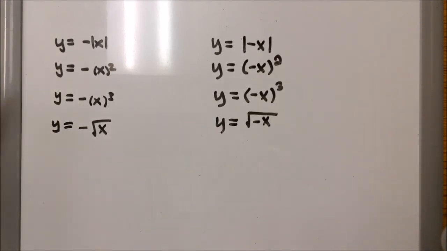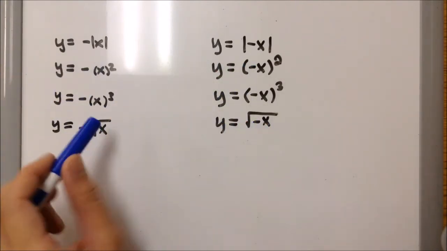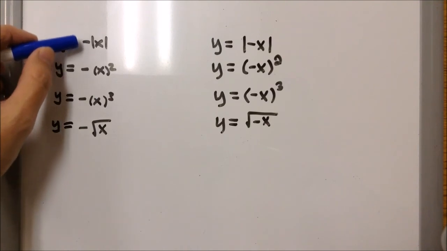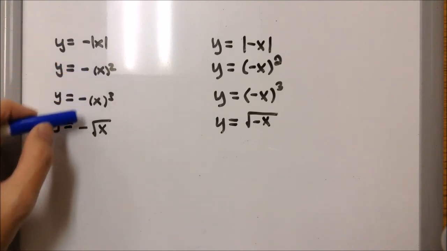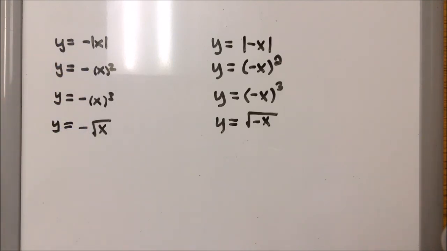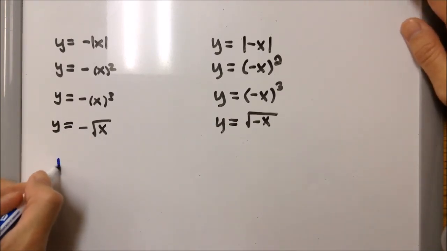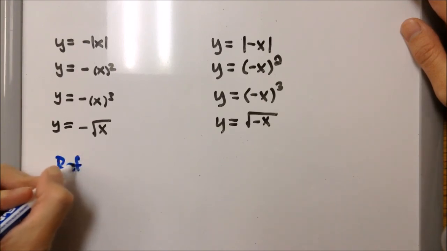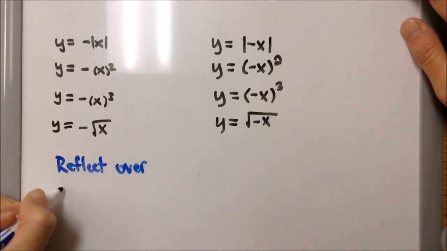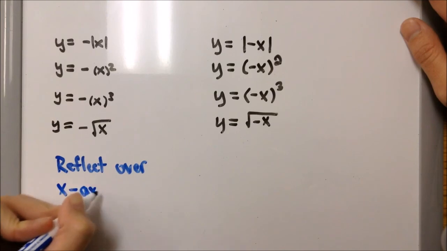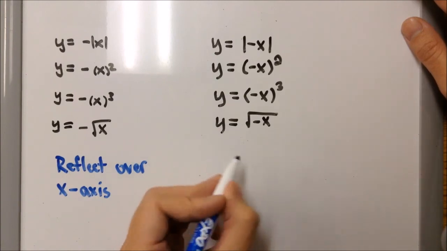So in summary, here we have the 4 types of function: absolute value, quadratic, cubic, and square root. Now in this column, the negatives are on the function, outside the function, outside the absolute value, outside the parentheses, outside the square root. Based on the first 2 examples, we notice that when there's a negative outside, it's going to reflect over the x-axis. So this is the type of answer I would expect to see on the test.